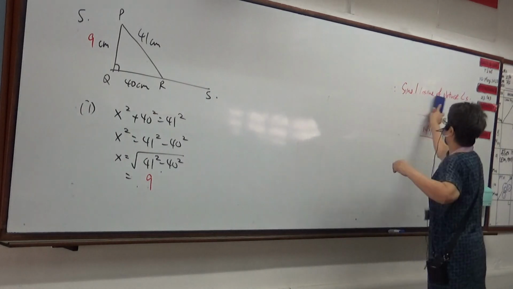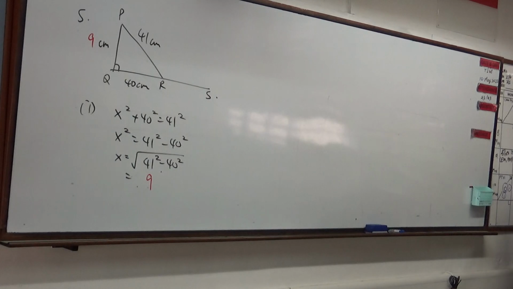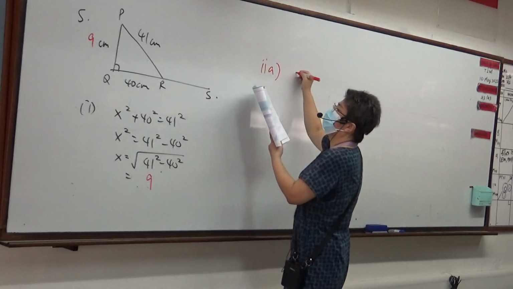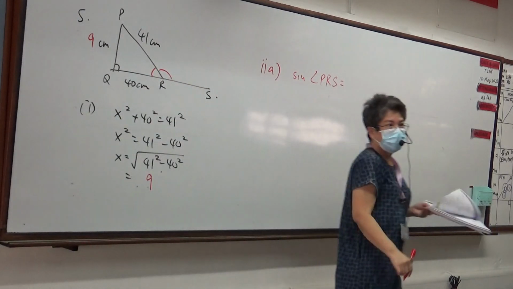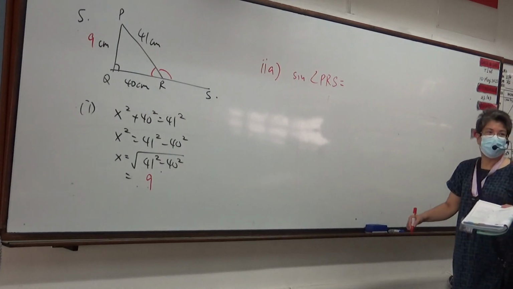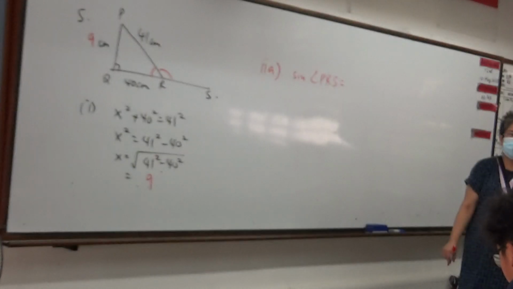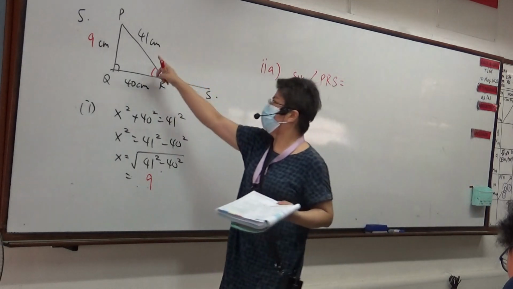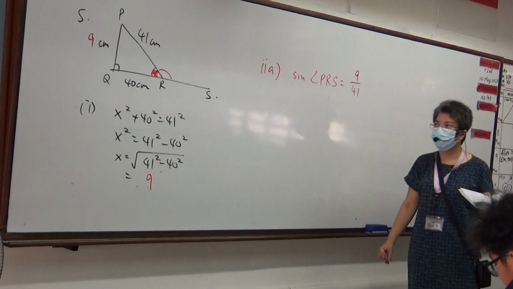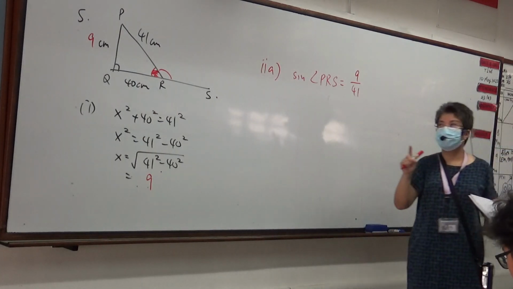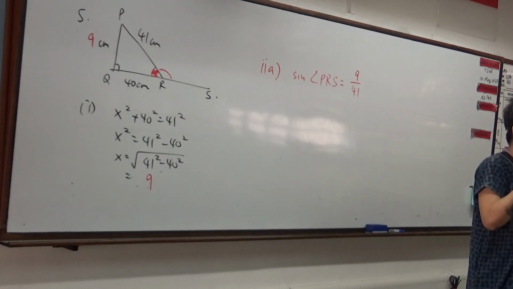Okay. Next part. Part 2. A. Sine of angle PRS. PRS is this one. So it's the same as sine of this one, right? Alright? What will it be? What is the sine of PRS? It's the same as sine of this side. So what is it? 9 over 41. Good. Don't you dare in the exam go and find this angle, minus all, and then this here. Because this question I'm going to set also without using the calculator.